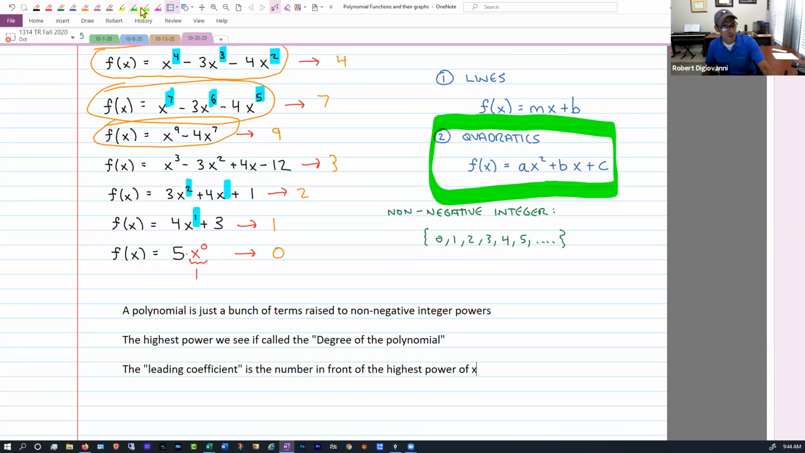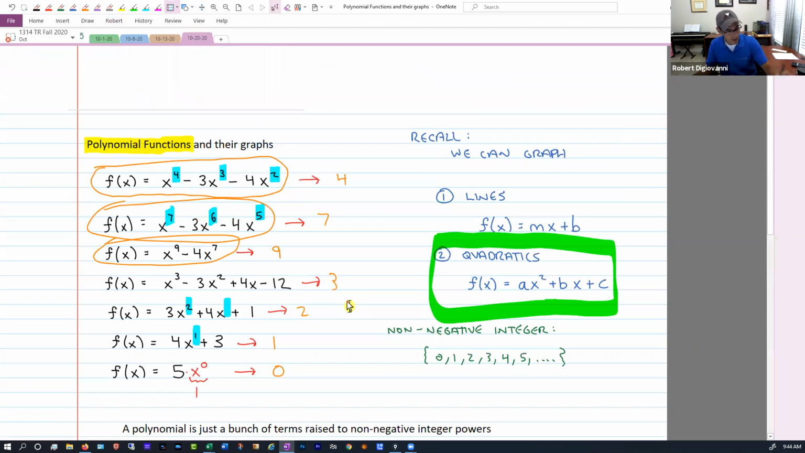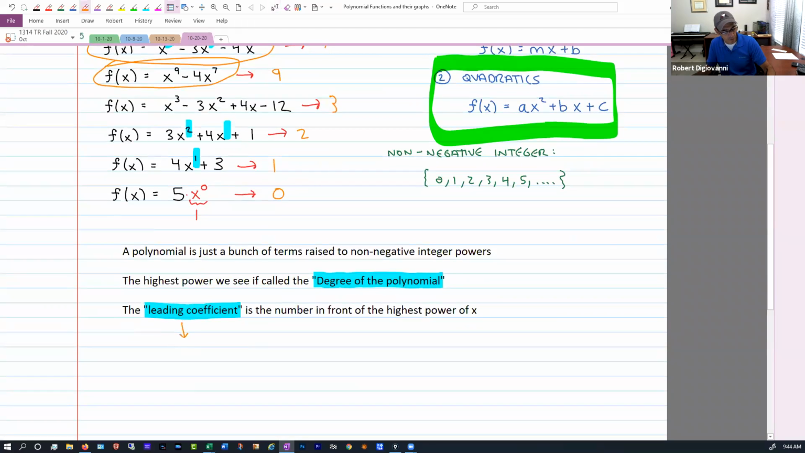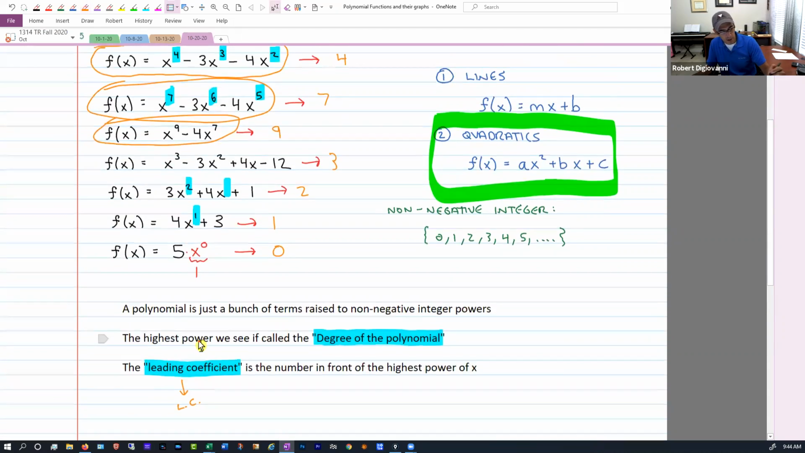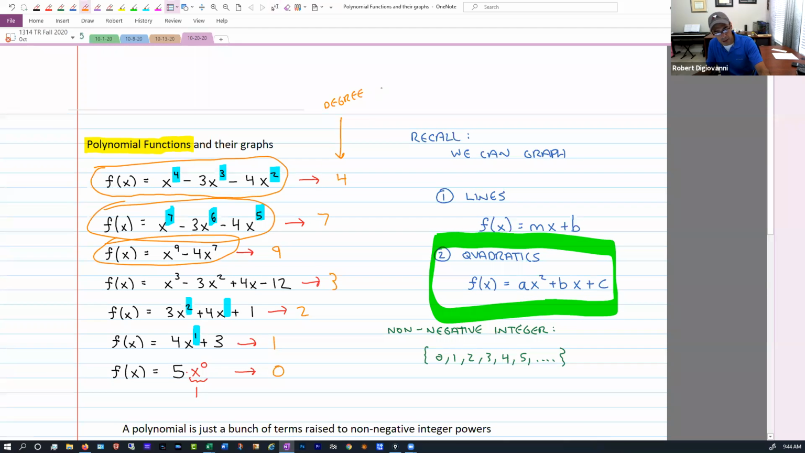So we have two new definitions here. We have this thing called the degree of the polynomial, and we have the leading coefficient of the polynomial. So let's go to a different student. All of these things that I put here were the degree. And now I'm going to put the leading coefficient, and by the way, I'm going to abbreviate leading coefficient with LC. Okay, so the degree and then the LC.